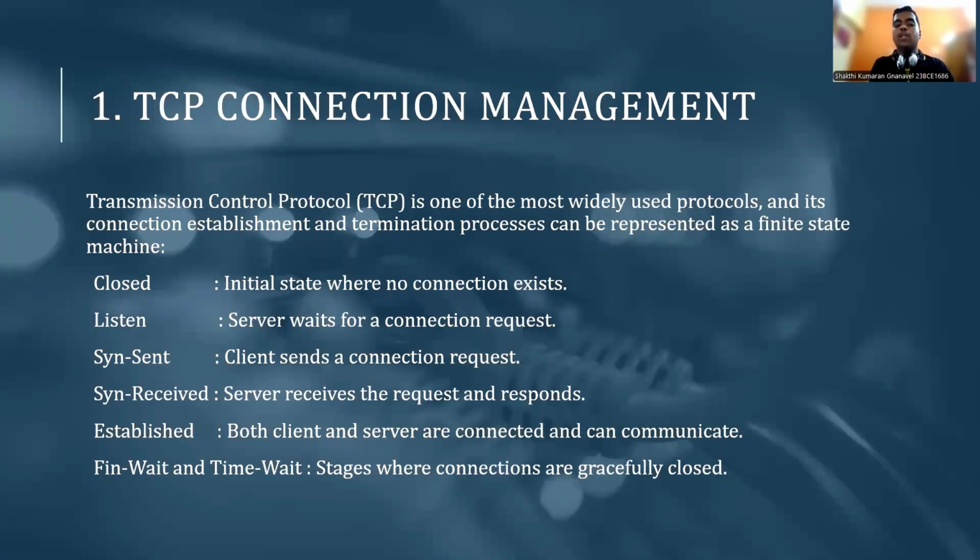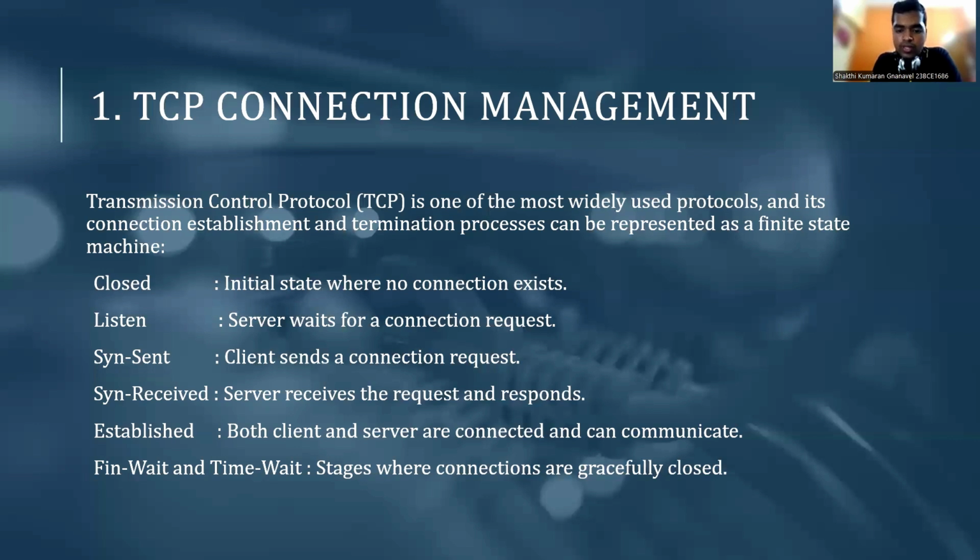First is TCP connection management. Transmission Control Protocol (TCP), which manages reliable data transmission over networks, uses a finite state machine (FSM) to handle different stages of a connection. TCP connections transition through several states, including closed, which is the initial state where no connection exists; listen, where the server is waiting for incoming connections; SYN sent, where the client is requesting a connection; SYN received, where the server acknowledges the connection request; established, where a connection is active and data can be exchanged; and FIN wait and time wait, which are the connection termination states.